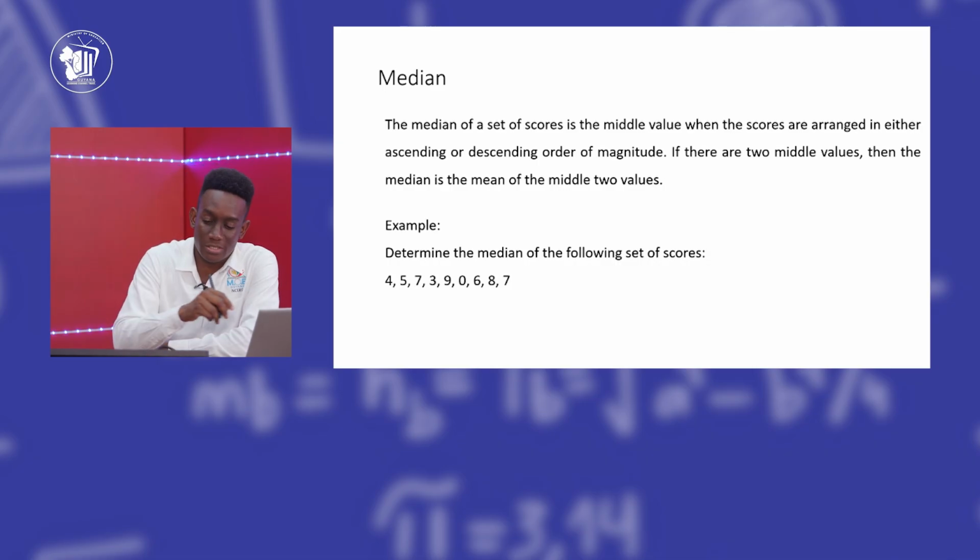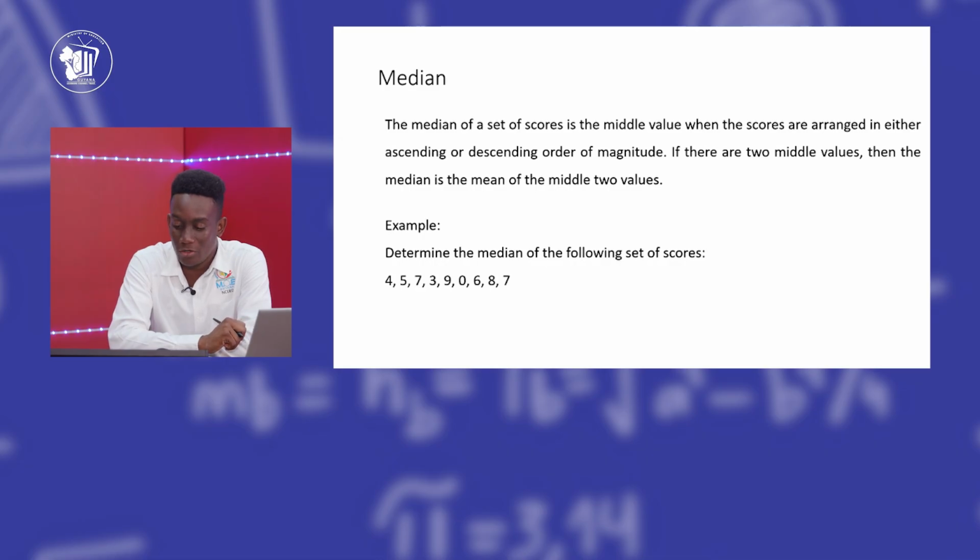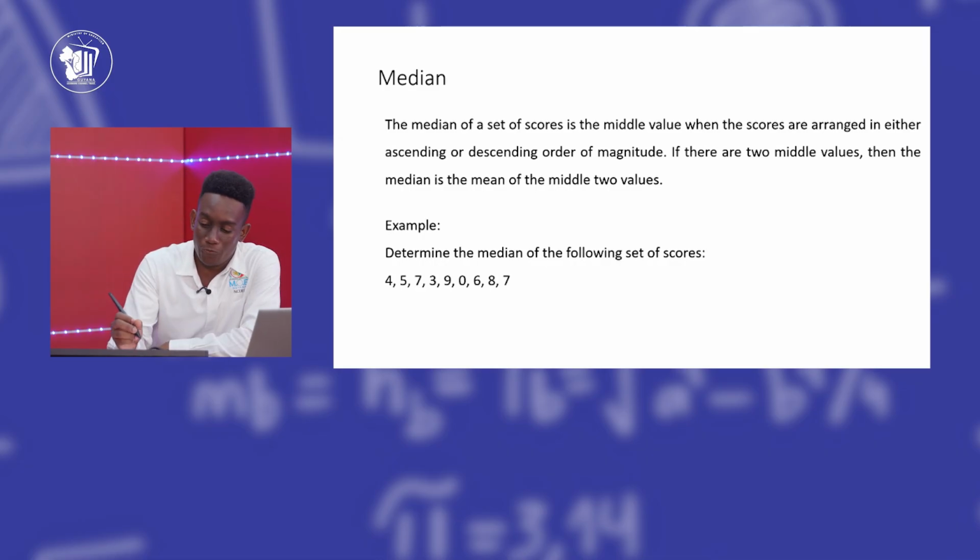So let's look at an example. The example says, determine the median of the following set of scores. First, we must put these numbers in either ascending or descending order. Let's go ascending, from the lowest to the highest. So we say 0 first, and after 0 we'll have 3. After 3 we'll have 4, and after 4 we'll have 5. After 5 we'll have 6, and then 7, and then 7 again, and then 8.